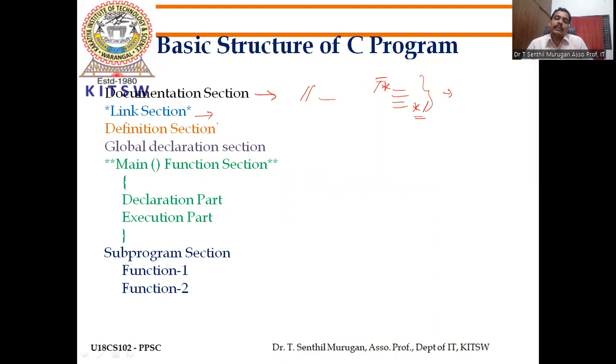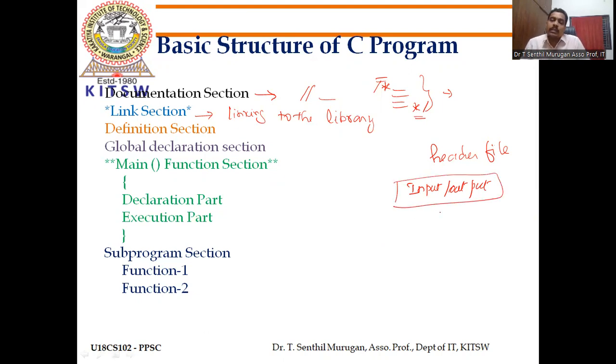What is the link section? Link section means it is linking to the library. Where is the library? What is the library? In C language, some header files are there. Header files define how operations will be performed. For example, I want to perform input and output operations. What is the syntax I have to follow? What is the output statement? How do I write an output statement? Those things we don't know. All that information is stored in these header files.